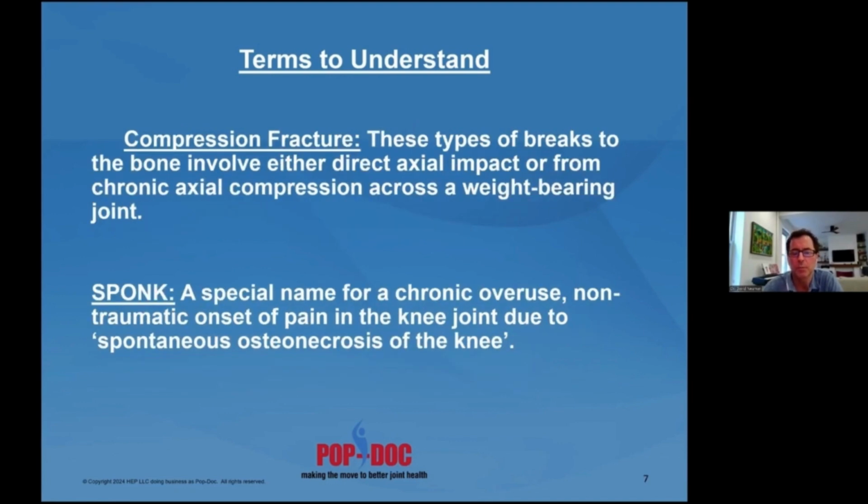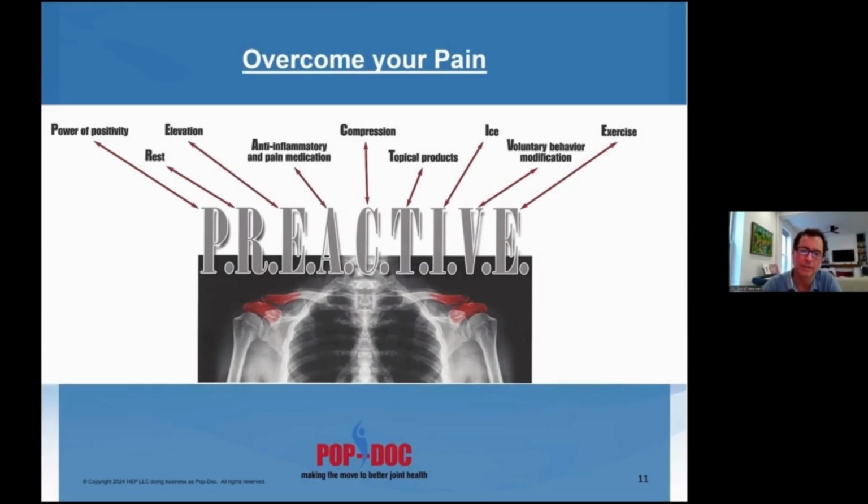So what's a compression fracture? Well, fracture in the medical term is a break, which is the lay term. Broken bone, fractured bone, same thing. Compression, as the term describes, you're compressing two things against each other. Usually it's a joint, which is the coming together of two or more bones to create motion. So when you have a compression fracture, you break the bone in a direct axial impact or chronic axial compression across a weight-bearing joint. So that could be your ankle, your knee, your hip, or anywhere around your back.